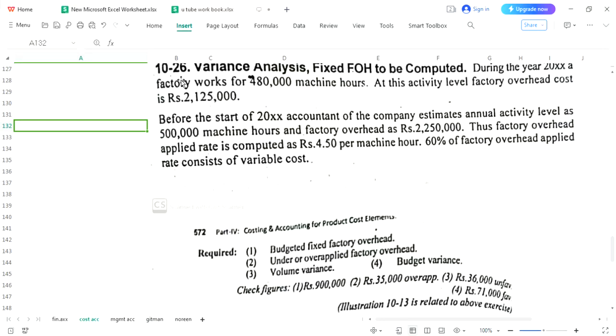Today's target is to solve question number 10.26. We are related with chapter factory overhead variance. Already we have solved 8-9 questions, so the proforma and format is in your mind. As usual, we will go to the format first.